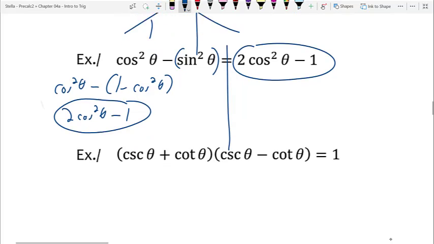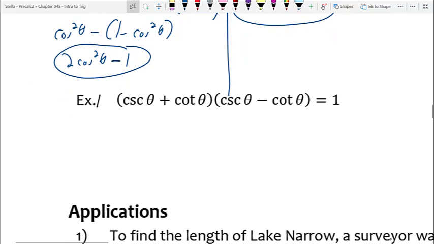As a final example, I could FOIL this left side to get the right side. So cosecant squared theta, because cosecant times cosecant is cosecant squared, minus, you notice they're conjugates, so they're going to be a difference of 2 squares. So cosecant squared minus cotangent squared.